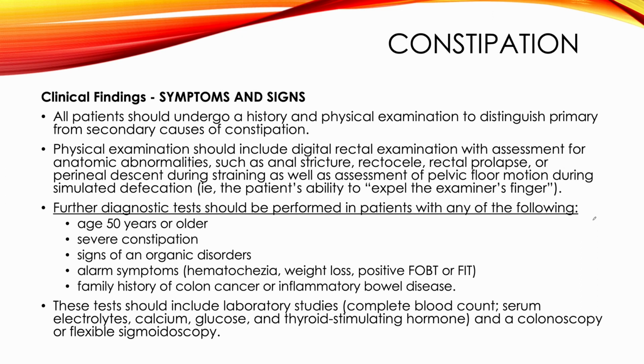Other diagnostic tests should really be considered in any of the following: older than 50 years old, severe constipation or new onset constipation, alarm symptoms such as severe blood in the stool, weight loss, or a positive fecal occult blood or FIT. And then history of colon cancer or inflammatory bowel disease. We'll talk more about blood in the stool in our rectal bleeding lecture.